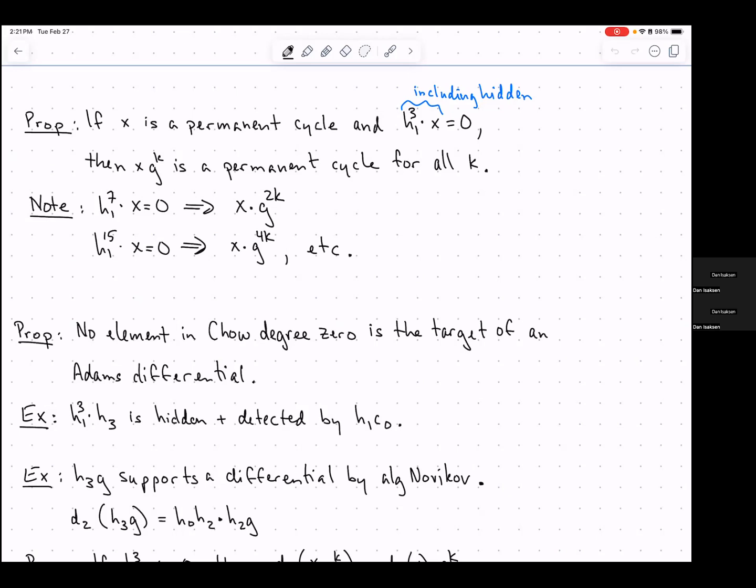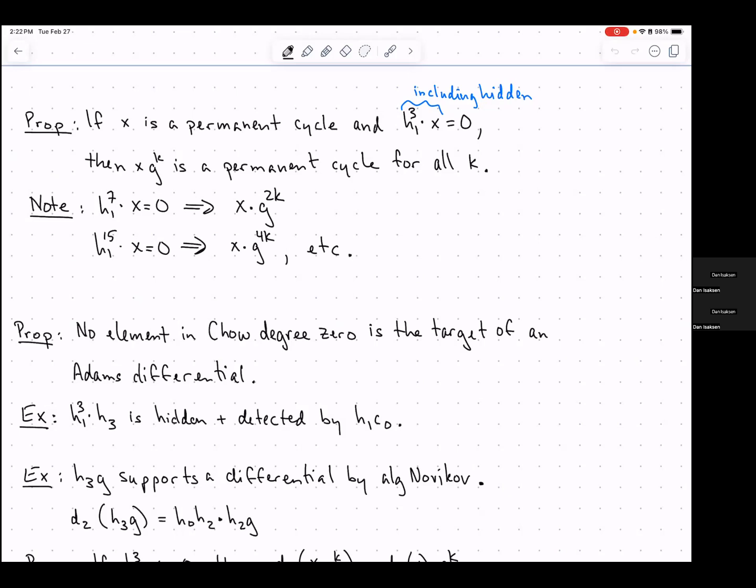All right, let's take a look at a concrete example. Let's take a look at h3. Suppose you start with h3. We already know that h3 is a permanent cycle. If you look at an Adams chart, you might think that it's killed by h1 cubed. That's what it looks like on the Adams chart, but there's a hidden extension there. h1 cubed times h3 turns out to actually be non-zero in homotopy. It's detected by h1 c0.